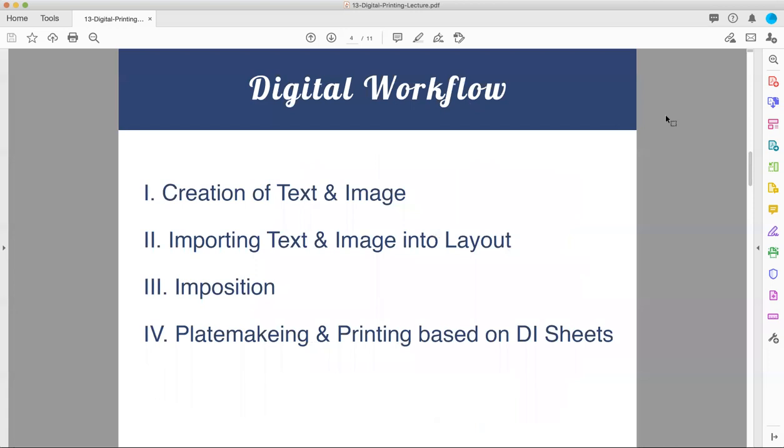So digital workflow. This is different than what you do for other things. A lot of the mechanical, physical, chemical processes necessary for other printing techniques are not present in digital. And that's one of its great advantages. So if you're making something for digital printing, you need to create the text and the image. Someone has to write the copy. Someone has to take the photos or scan them. You have to import the text and the image into the layout, probably in Corel or InDesign. And then you more or less stabilize it there and export it as a PDF.